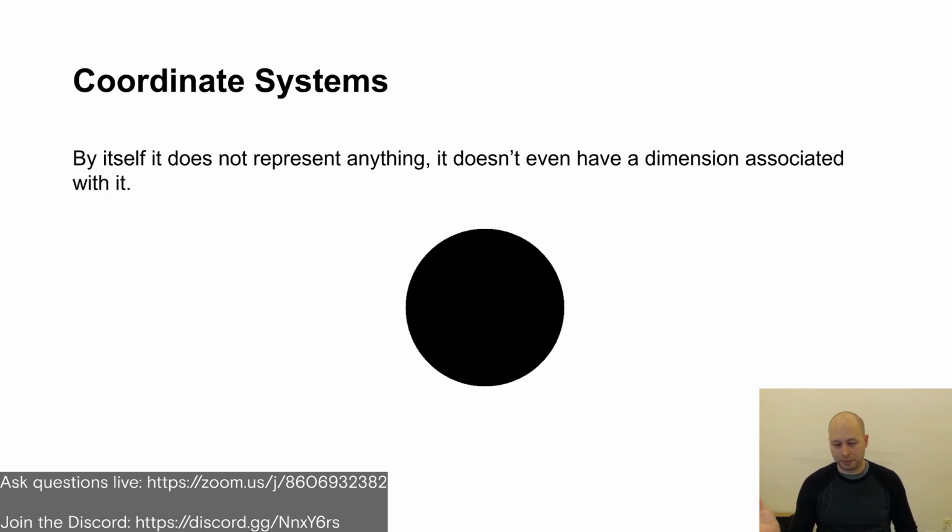On its own, it doesn't really represent anything. It doesn't have dimension. It's just a point. A point has no size. It has no orientation. It is literally a point in space, a theoretical, abstract, mathematical point in space. Yes, it's very stressed out.